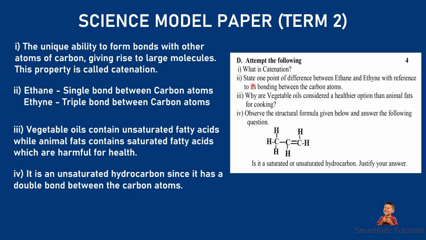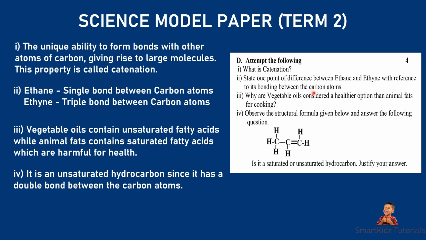So for 1 mark, state one point of difference between ethane and ethyne with reference to its bonding between the carbon atoms. Now be careful. The moment you see one point of difference between ethane and ethyne, don't just jump on it. Okay? See what the question says in complete. It says with reference to its bonding only. So we are told to distinguish or differentiate between ethane and ethyne only with respect to its bonding.